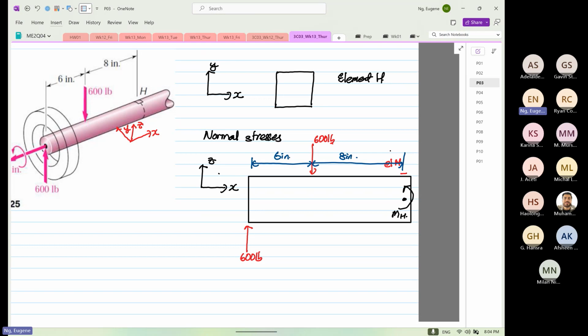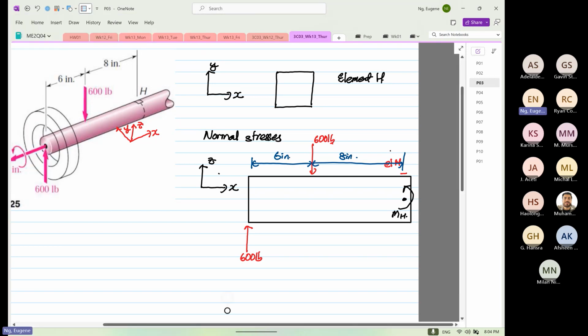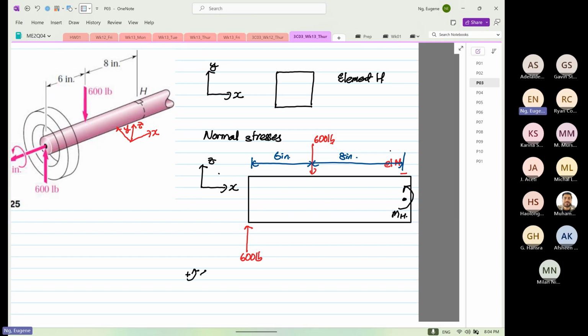And why I put it over here is because this is where element H is. So from here, we are going to do summation, not stress X. What am I talking about? Summation of moment about the x direction is equal to I naught alpha, which is equal to zero. Are we clear?